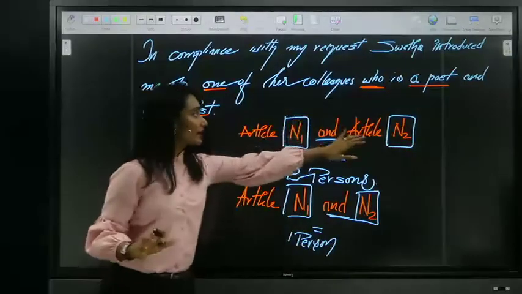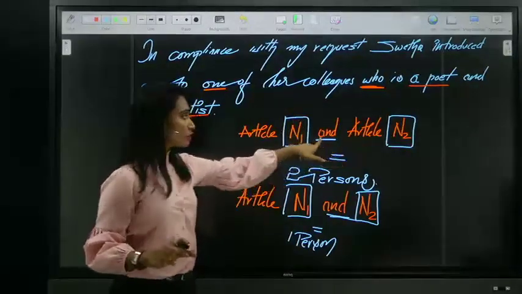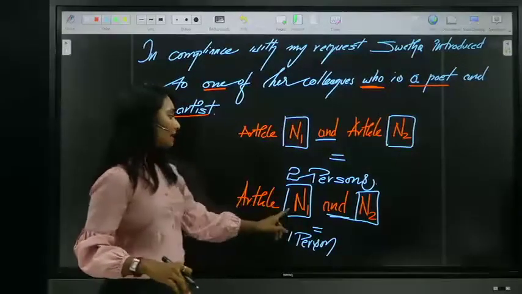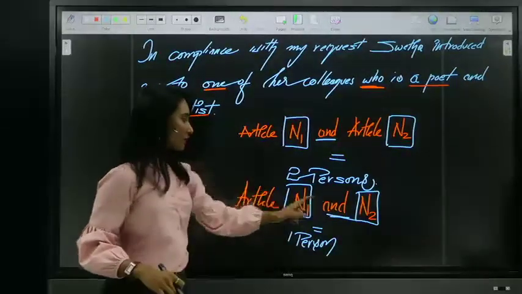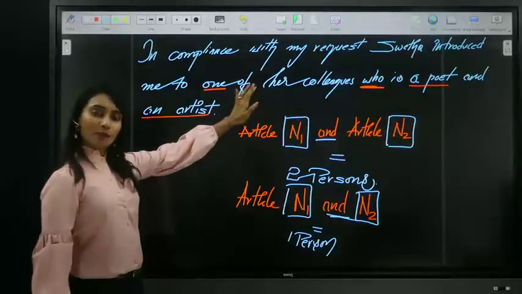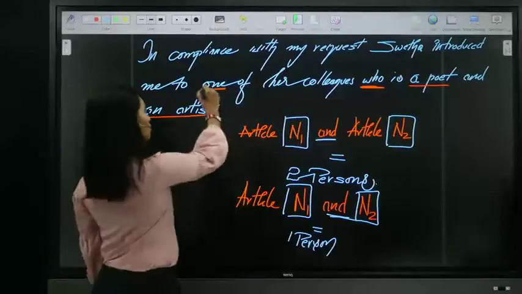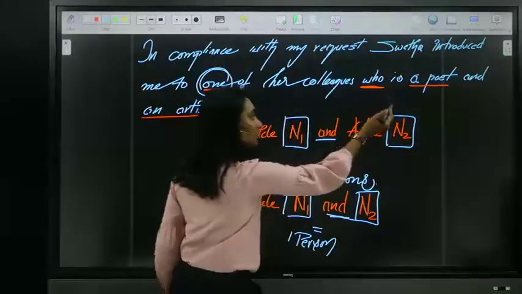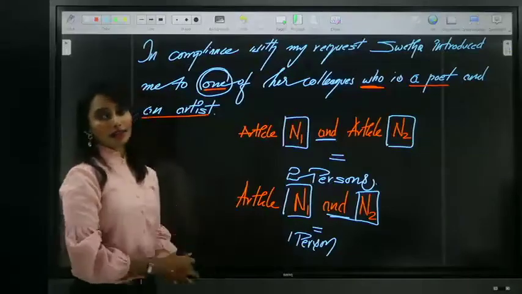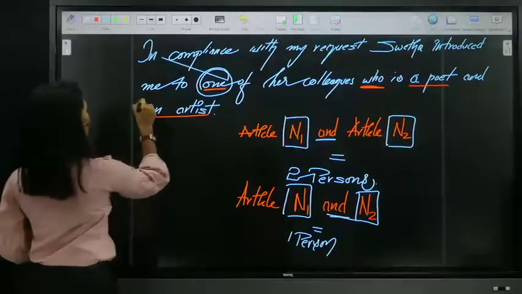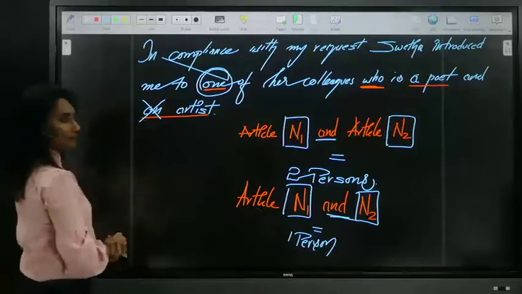Two different articles before two different nouns joined by and means two different persons. One article before two different nouns connected by and means one person. So that is what we have to apply here. I was introduced to only one person. That one person is poet and also artist. So what we have to do? We have to remove this and.